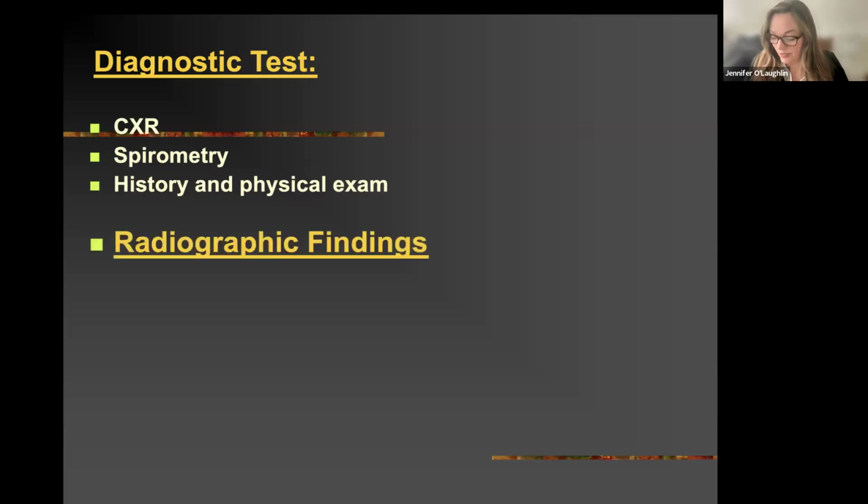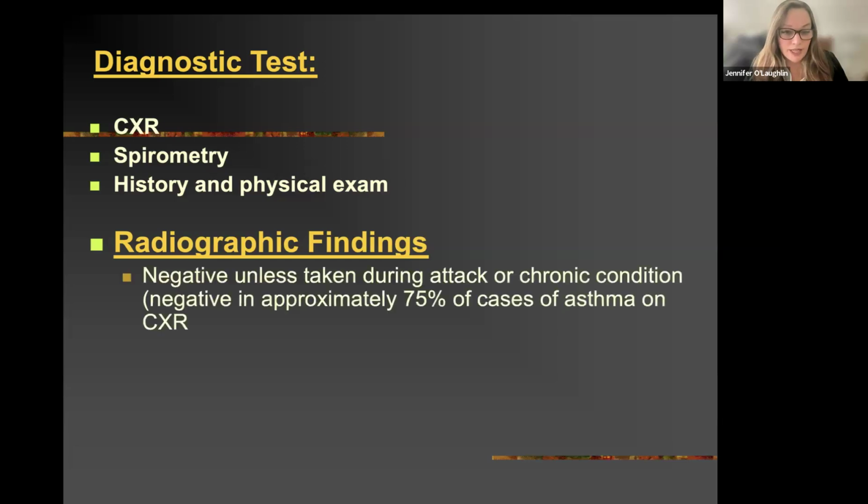Okay, so what it looks like radiographically, 75% of the time, you're going to get a negative chest x-ray for asthma. So that means only 25% of the time you can see asthma on an x-ray. So it's not a great test. Chest x-ray is not a great test for asthma. But like I said, you're trying to rule out other causes of breathlessness before you can come to the diagnosis of asthma. So you need to exclude all the other things before you can go, okay, it's probably asthma.